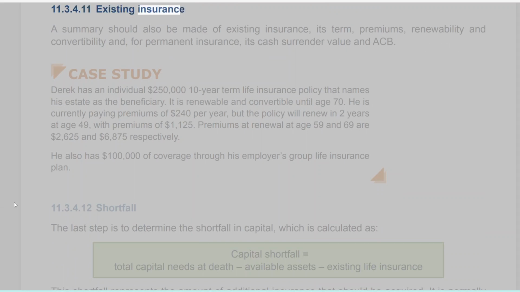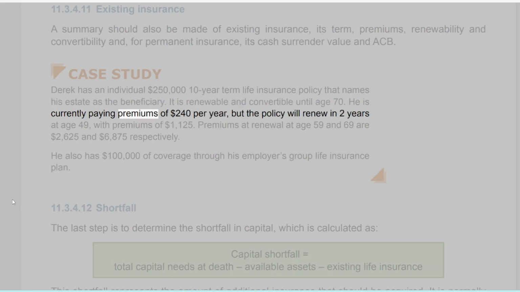1.1.3.4.11 Existing insurance. A summary should also be made of existing insurance, its term, premiums, renewability, and convertibility, and, for permanent insurance, its cash surrender value and ACB. Case study. Derek has an individual $250,000 10-year term life insurance policy that names his estate as the beneficiary. It is renewable and convertible until age 70.